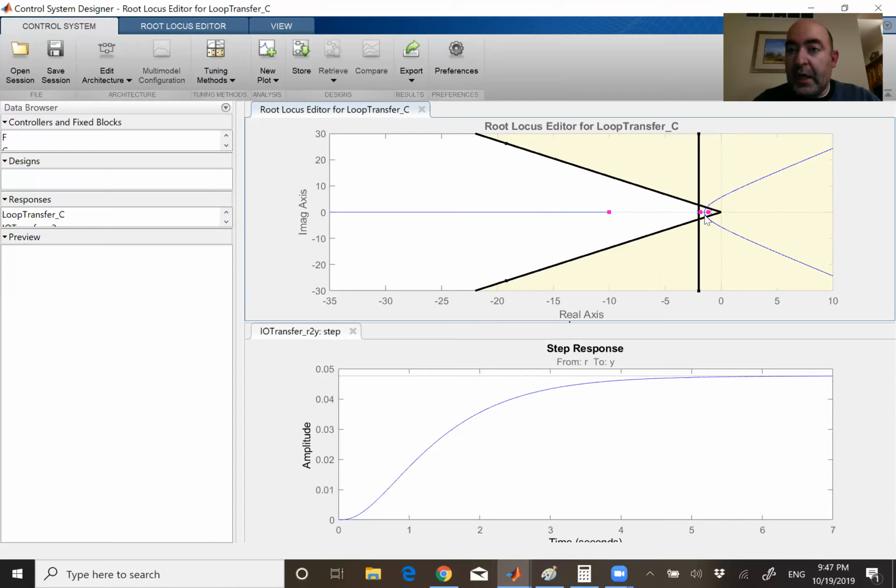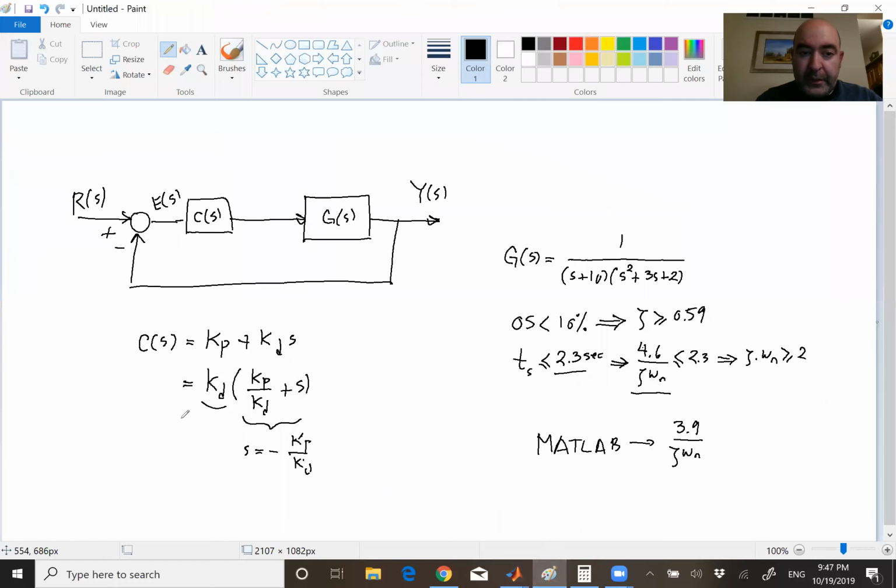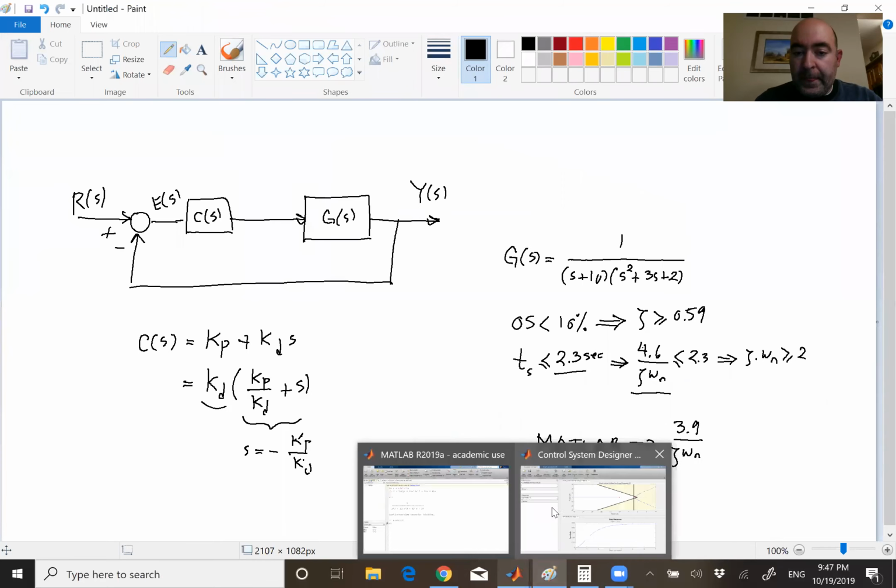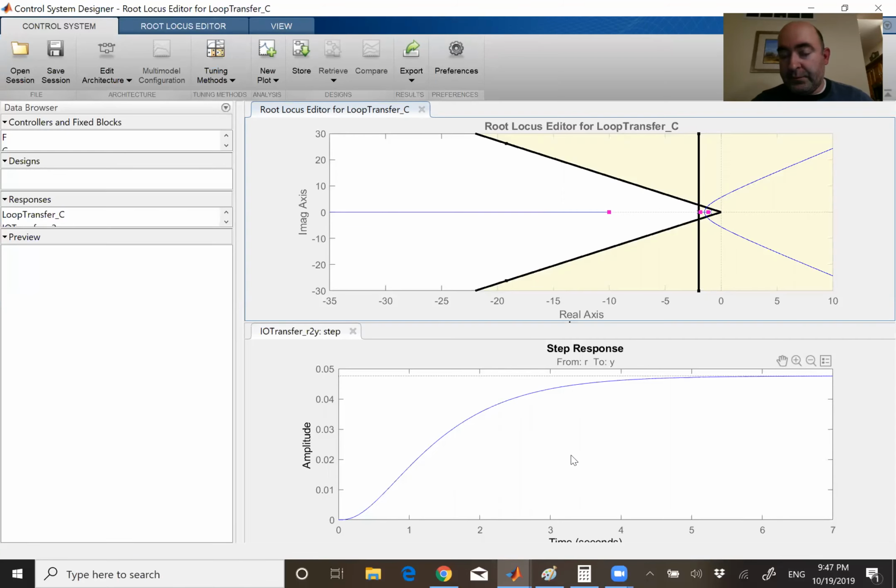So I'm going to have some sort of a controller that helps me push these dominant poles into the desired region. Since we're doing a PD controller, remember that it consists of a 0 as well as a gain. Let me come back here. My PD controller is essentially a 0 and a gain. So what I can do is I can first add my 0 to make sure that the branches of my root locus would come into this desired region, and then I can play with the gain.